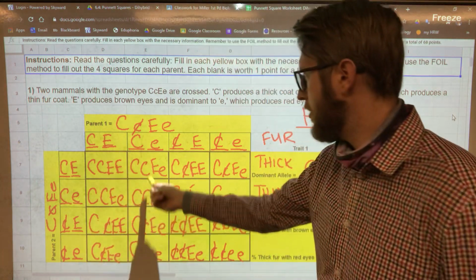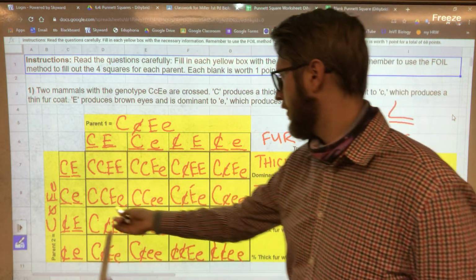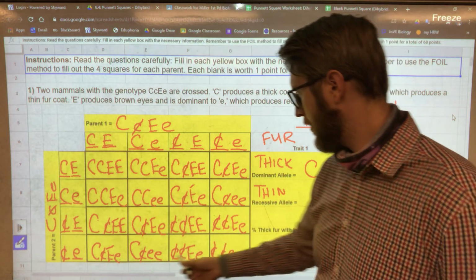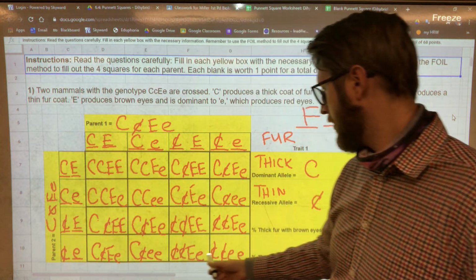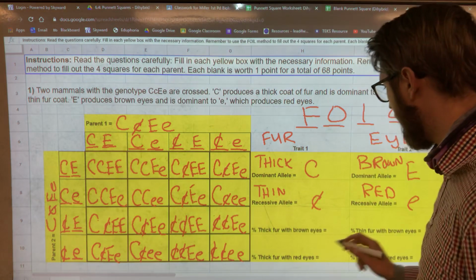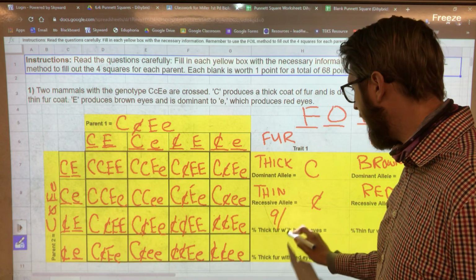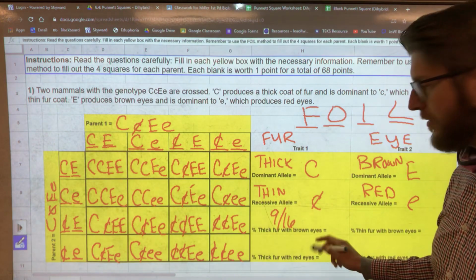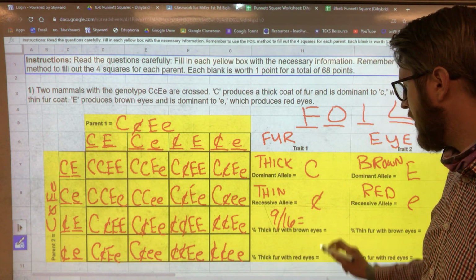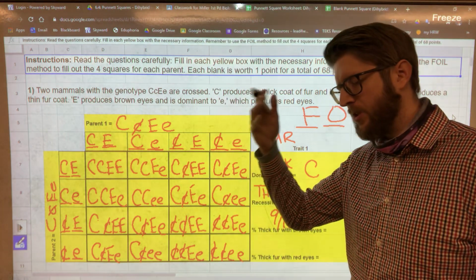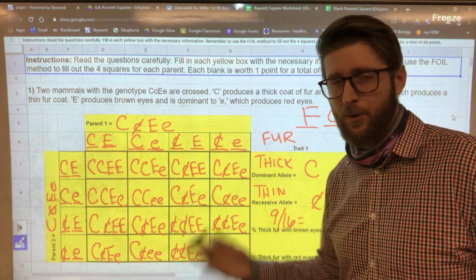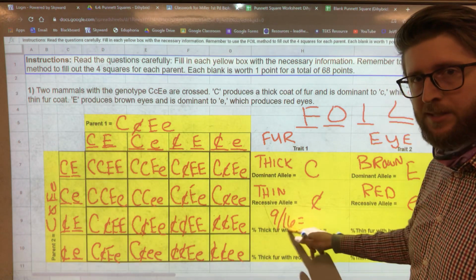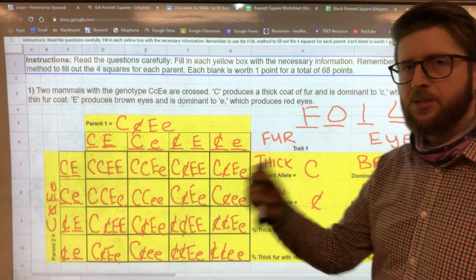So there's 1, 2, 3, 4, 5, 6, 7, 8, 9. Okay, so 9 have thick fur with brown eyes out of a total possible 16 squares. So 9 out of 16, you take 9 divided by 16, and it comes out to, it's just over half, so it'll be 0.54-ish. Okay? In your calculator, you're going to take 9 and divide it by 16. That's how you find out that percentage. And then it'll say like 0.54.